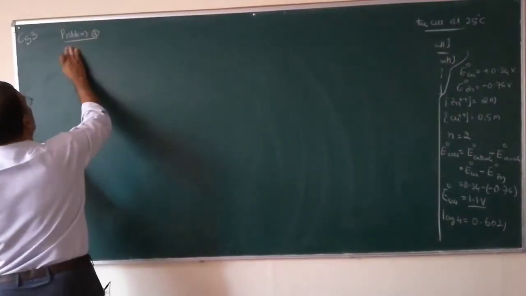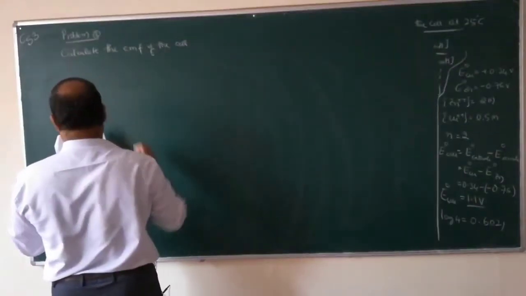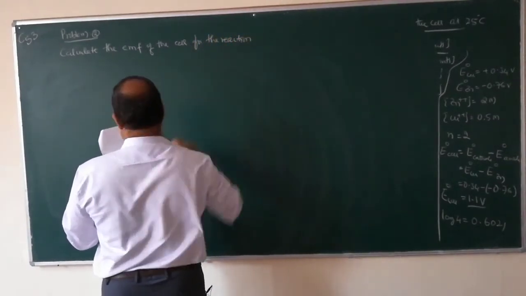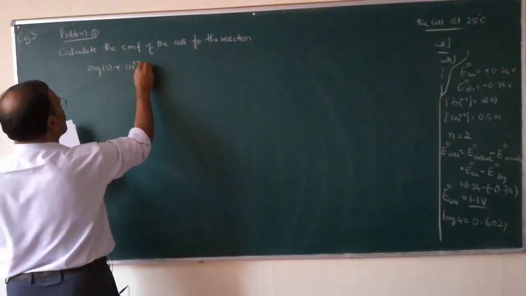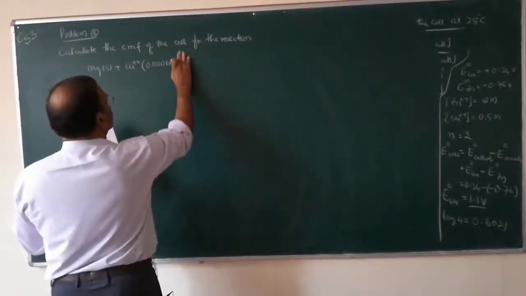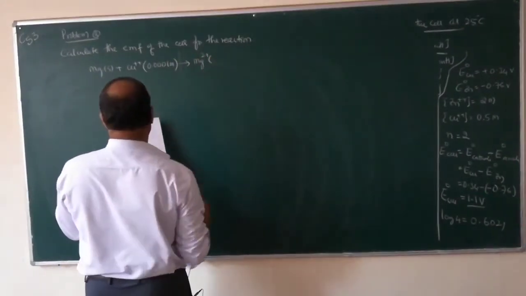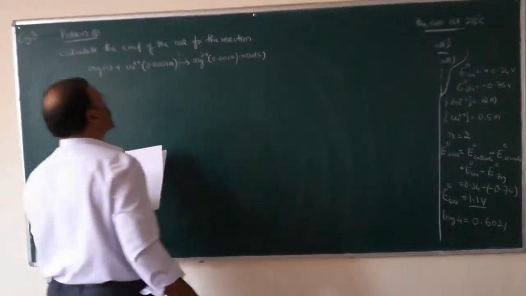So this problem is for your homework. Calculate the EMF of the cell for the reaction: Mg(s) plus Cu2+, its concentration is 0.0001 mole, gives Mg2+, its concentration is 0.001 mole, plus Cu(s).